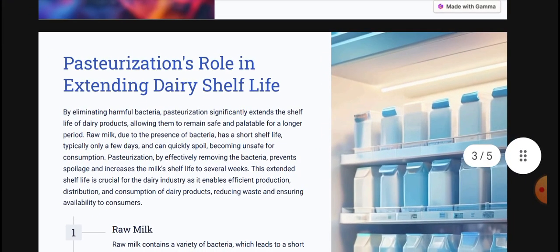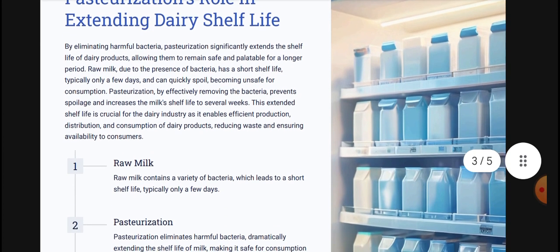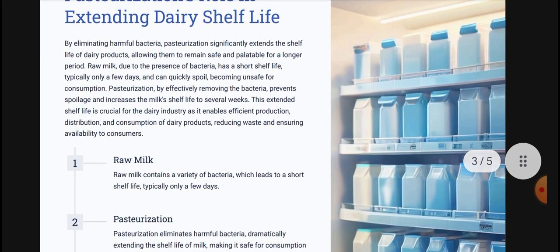And what is the role of pasteurization in extending the shelf life, right? We know that milk may be harvested in one particular area, and it has to be transported to some other part of the state or some other part of the nation. So from the collection to the distribution, the quality as well as the nutritional value of the milk has to be retained. This is achieved by the technique called pasteurization.